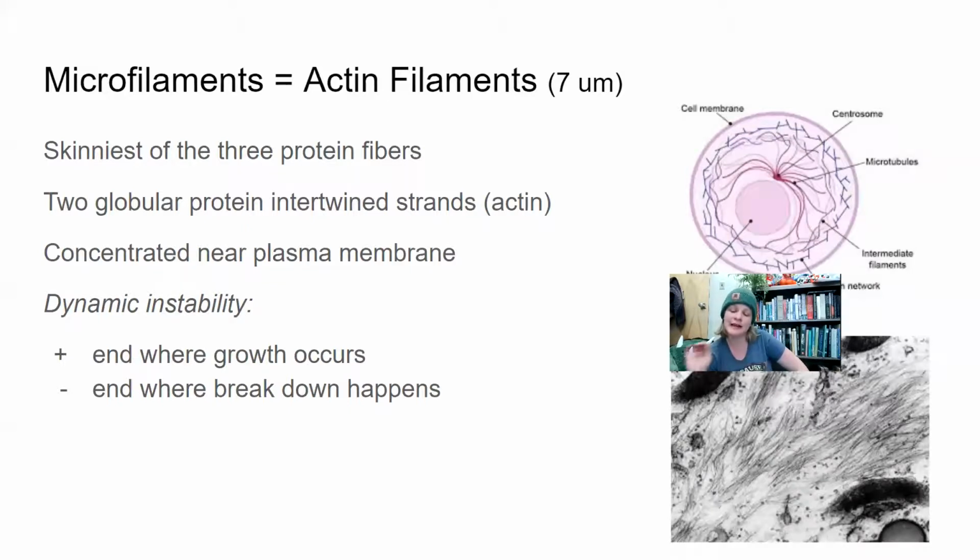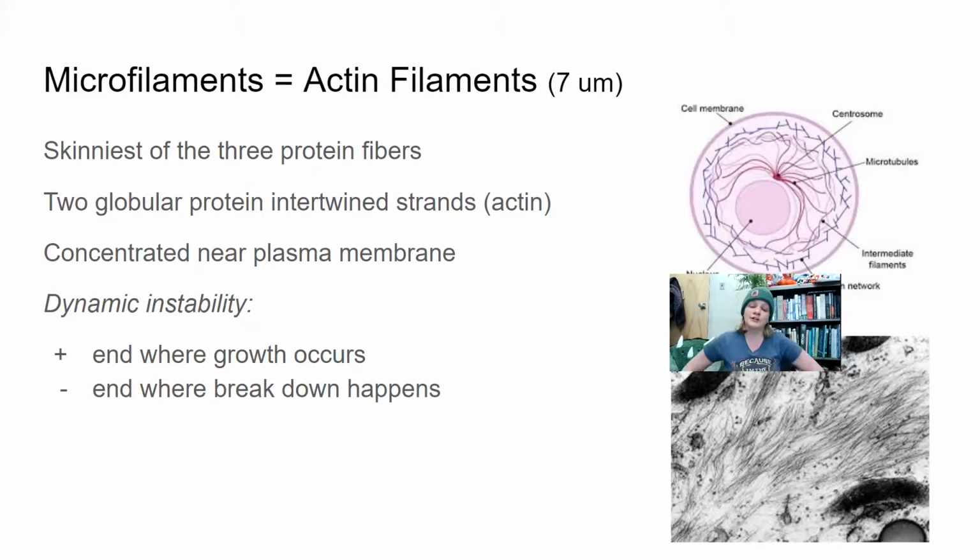So these are the teeny hairs. This is the skinniest of the three protein fibers that make up the cytoskeleton. They're only 7 microns, so they're a little bit smaller than the intermediates. And these are 2 globular proteins that are twisted around each other. So if you think of just a nice little twist like that, that's all they're doing. These little skinny strands are just twisting around each other.